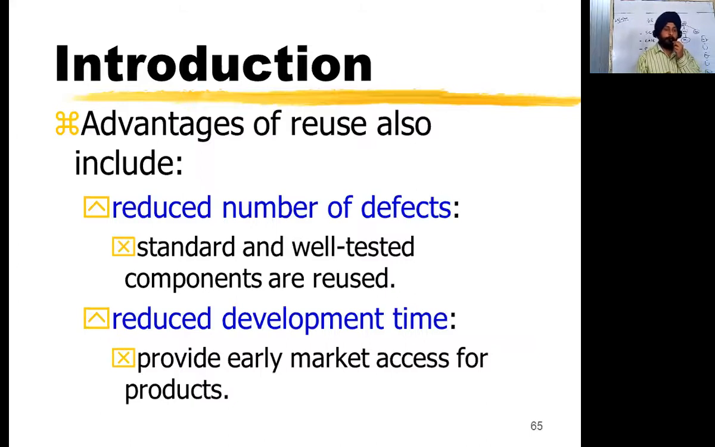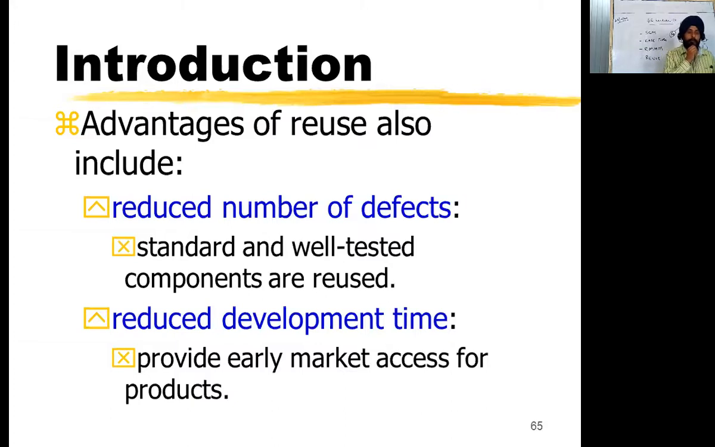So if a particular module you have already used in one product, you are making use of that module in another product. But in the first product, it has gone through all the phases, and all the defects have been removed. So it will work properly. It will need only cosmetic changes in another product. So it will have a reduced number of defects, because standard and well tested components are being reused. It has already been used earlier and now you are reusing.